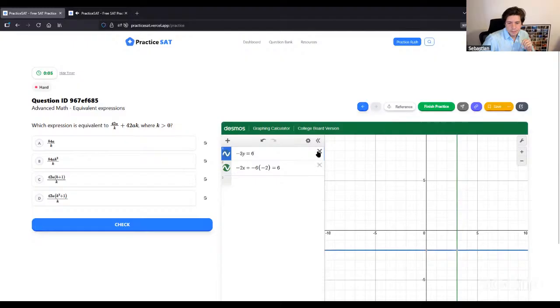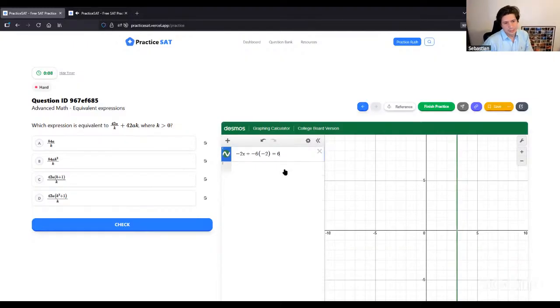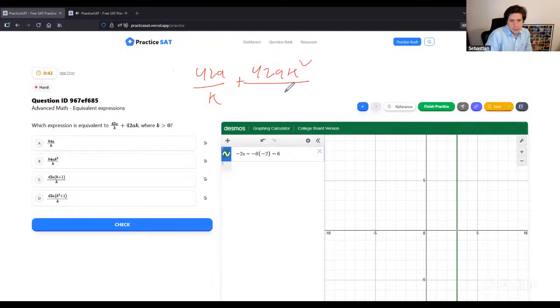Let's erase these. Which expression is equivalent to 42a over k plus 42ak, where k is greater than 0? Okay, so you need to FOIL. You need to multiply both sides. Okay. So let's look at what's happening. Everything has k. This one doesn't have k. So the way this one works is you're going to do 42a over k. Now you want to make the other one over k as well by multiplying by k. So you're going to do 42a k squared. Exactly.